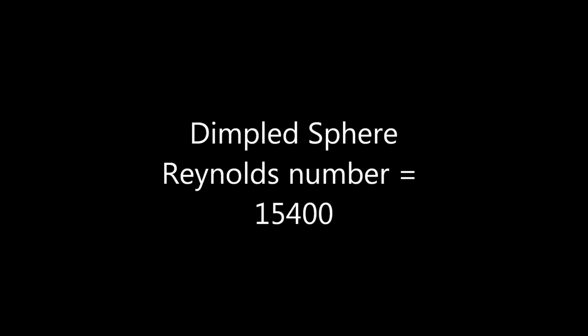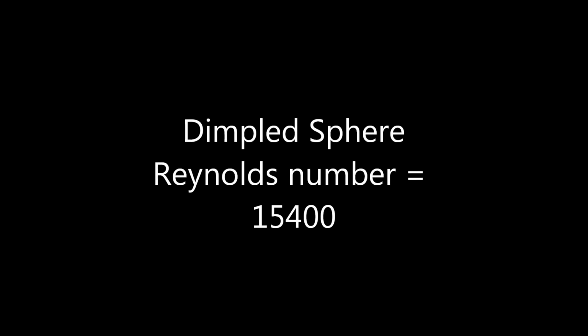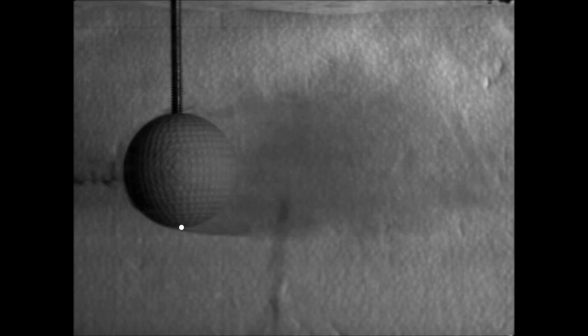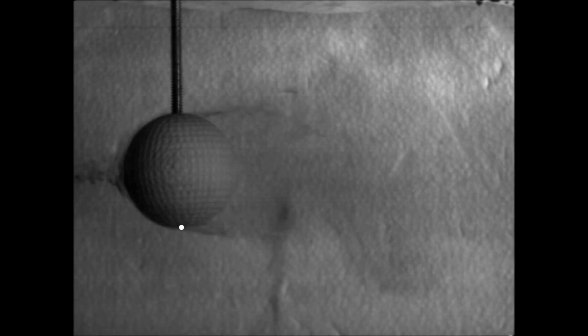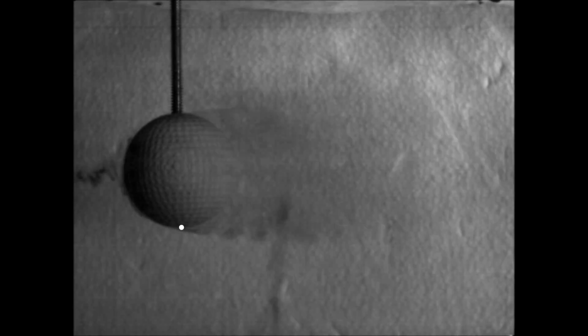The final case is the dimpled sphere at a Reynolds number of 15,400. From what we expected to see, this is rather curious. You may have noticed that there was not a significant difference in the flow between the smooth case and the dimpled case. To solve this conundrum, we consulted our panel of experts.